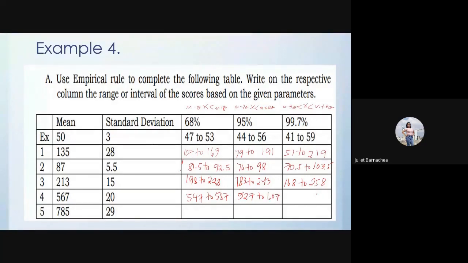And then 99.7% is 567 minus 3 times 20. 507. Mali yung isa. Asa na tayo? Parang iba na yung mga binibigay sagot. 507 to 567 plus 3 times 20 ay 627. Tama si Reynaldo.